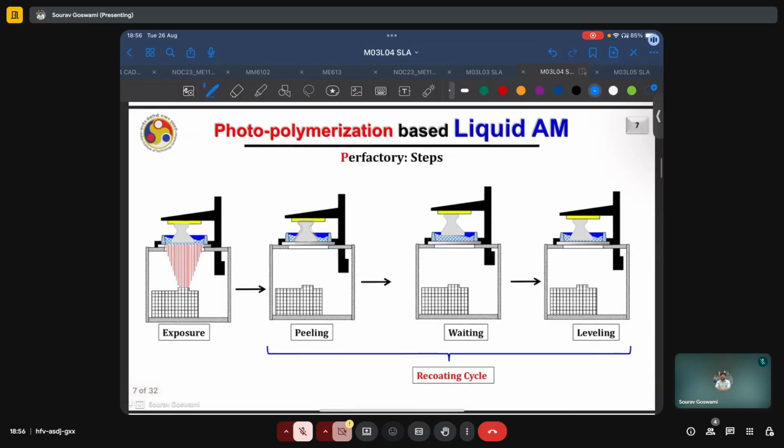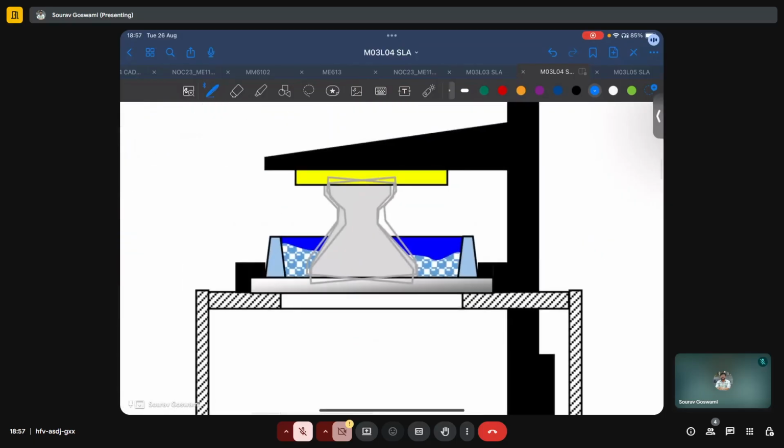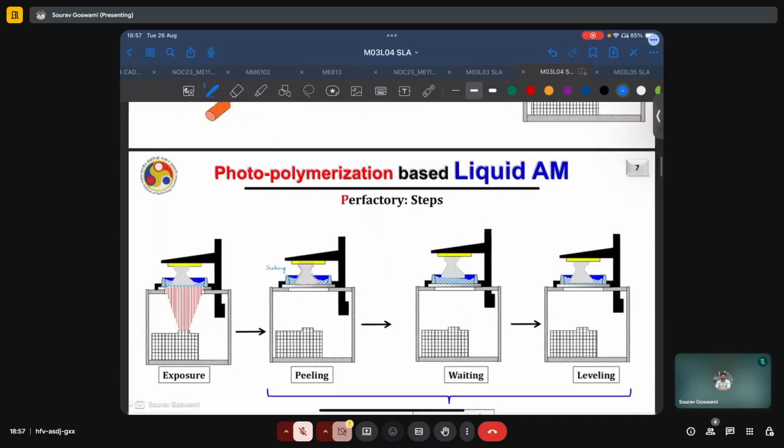So the steps in building a part using Perfactory are the exposure step, where the new layer of resin is exposed to the incident UV light; peeling, which here is shown as some type of shaking, or some vibratory mode of separation; then you have the waiting period where you allow some time for a fresh layer of resin to flow under your built part. And then there's a leveling step.